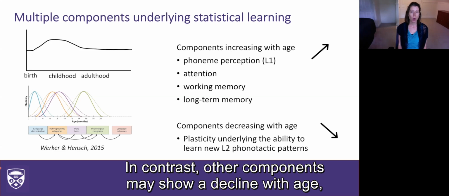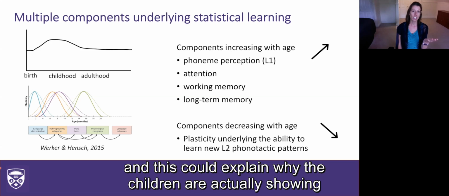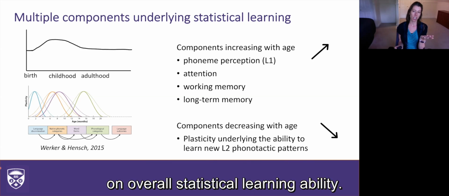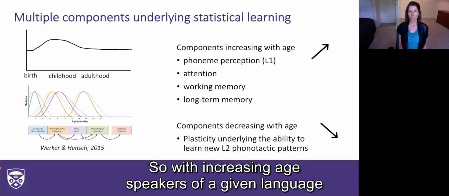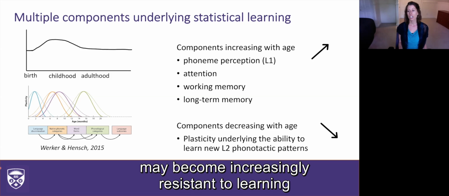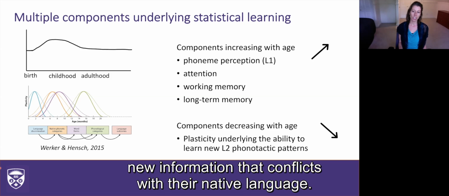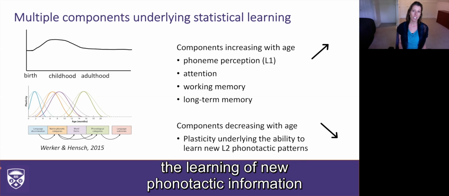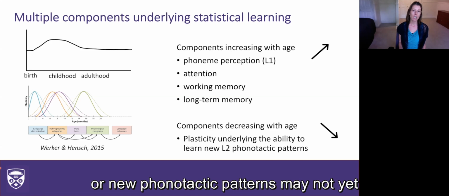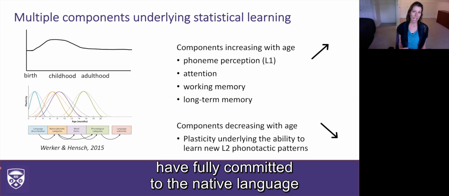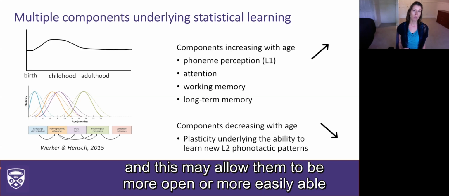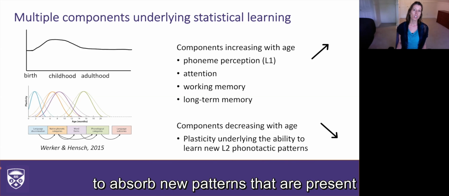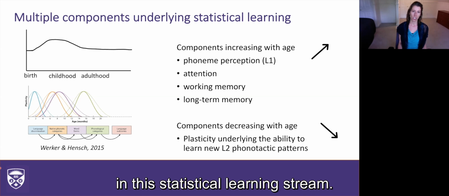In contrast, other components may show a decline with age, and this could explain why the children are actually showing better performance than the adults on overall statistical learning ability. So with increasing age, speakers of a given language may become increasingly resistant to learning new information that conflicts with their native language. In children, the relevant neural networks that underlie the learning of new phonotactic information or new phonotactic patterns may not yet have fully committed to the native language, and this may allow them to be more open or more easily able to absorb new patterns that are present in the statistical learning stream.